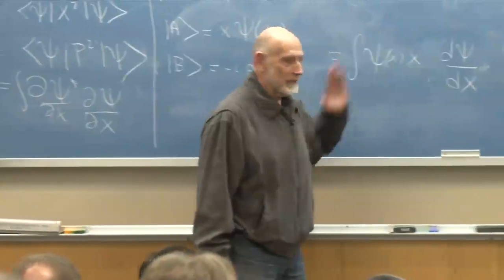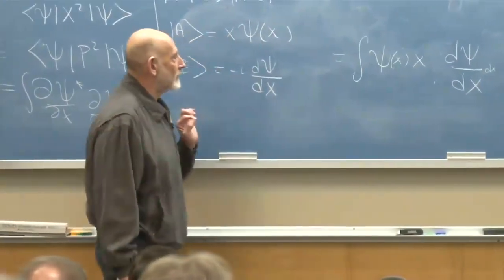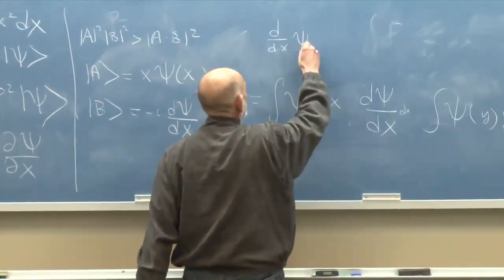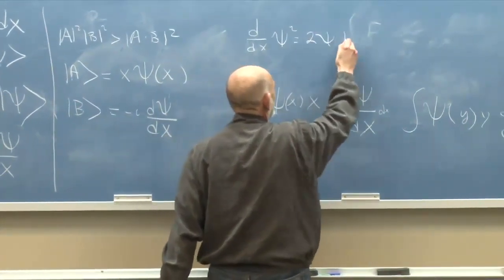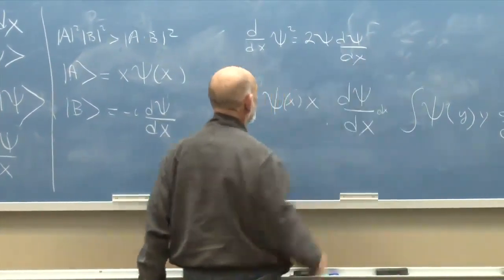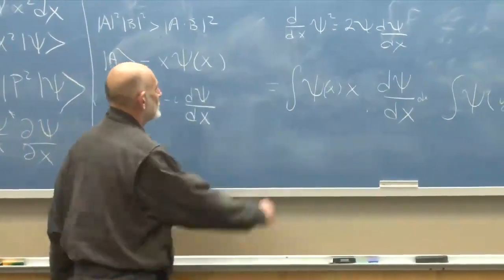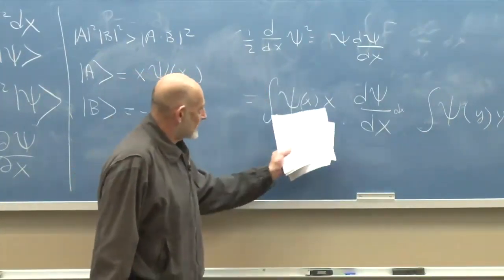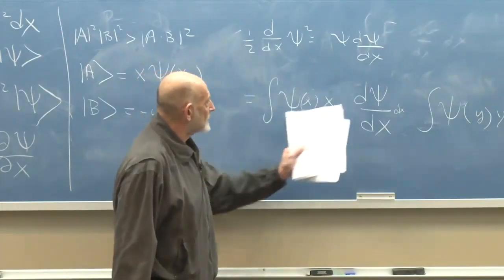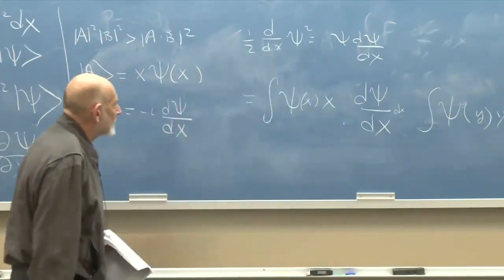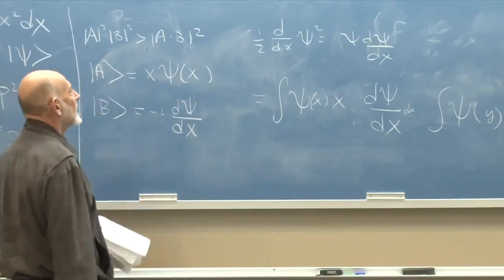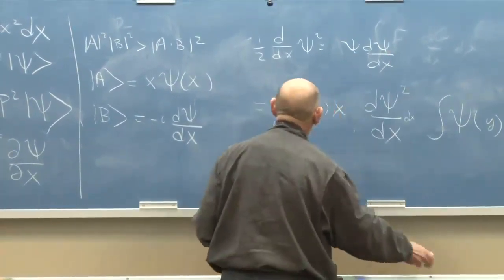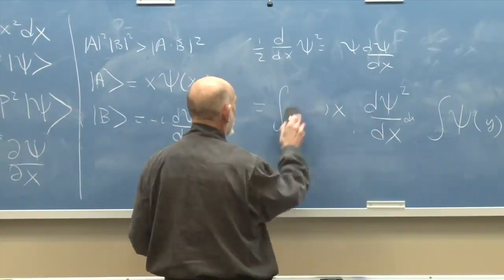It's the derivative of the square of psi. It's 1/2 the derivative of the square of psi. The derivative of the square of psi is equal to twice psi d psi by dx. So apart from a factor of 2, what we have here is x times the derivative of psi squared with respect to x. Everybody see that? Yell out if you don't. Okay. So I can remove this psi here and replace this by psi squared, and at the same time put a factor of 1/2 somewhere.